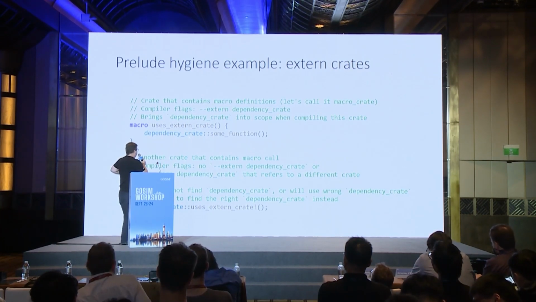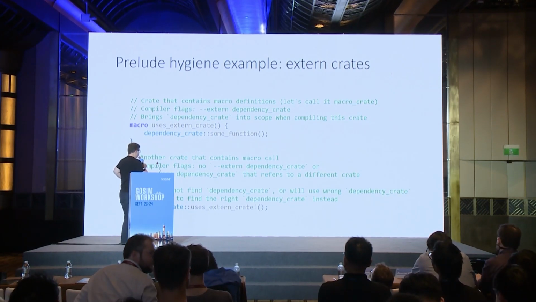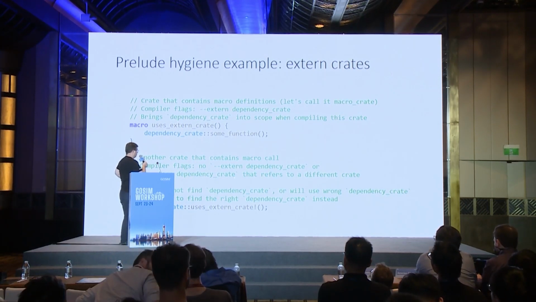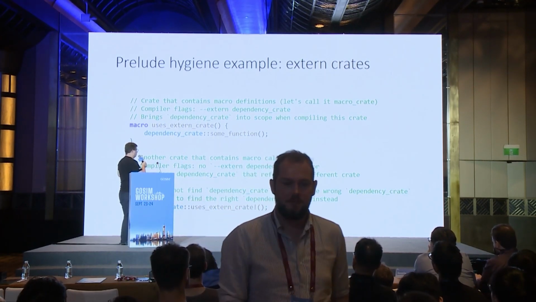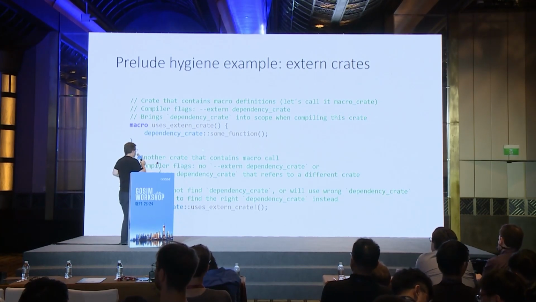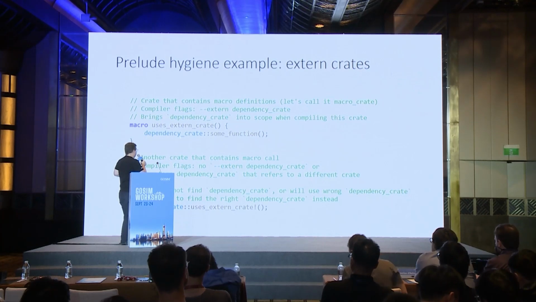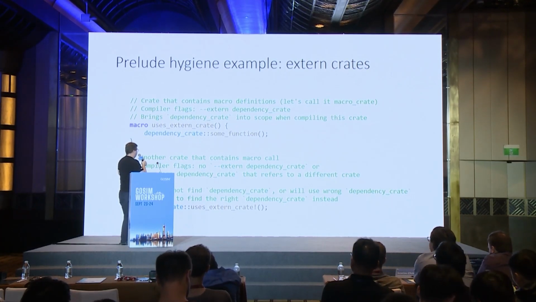And if we call this macro in a different crate, this is probably not visible, then there may be problems. There may be a different extern dependency crate used here, or no external dependency crate at all. And in that case, this will either not resolve or resolve to the wrong crate. But it needs to resolve to this dependency crate if this macro behaves like an inline function, which is what we want.